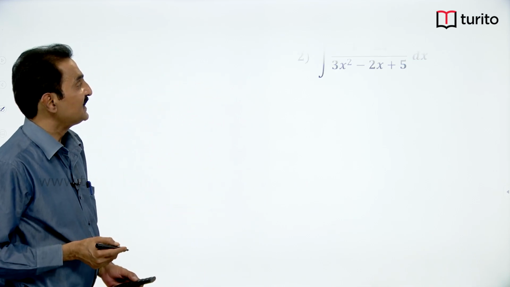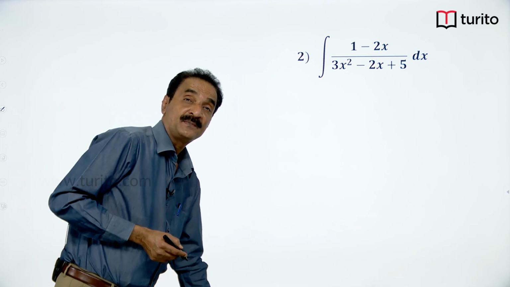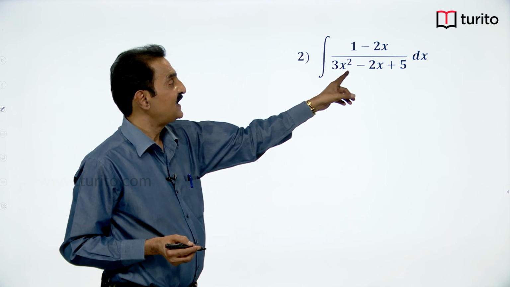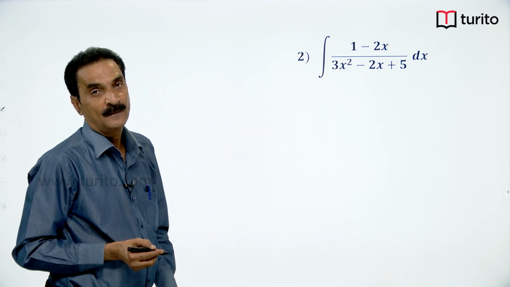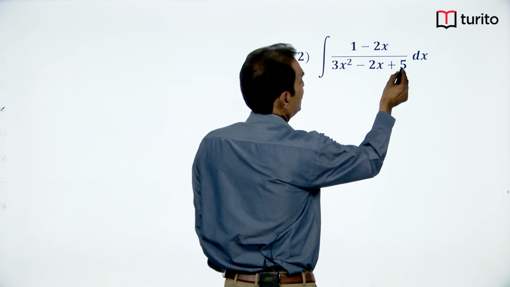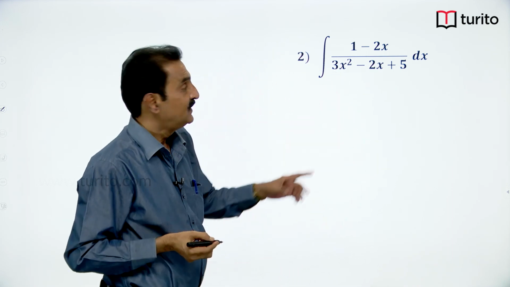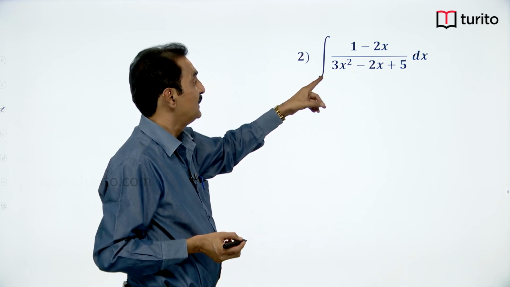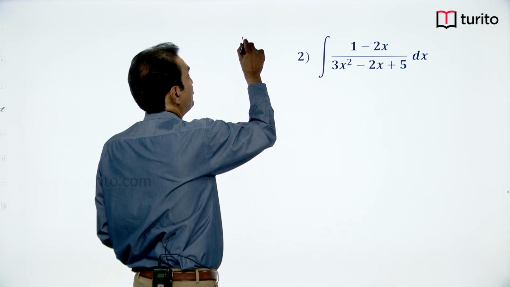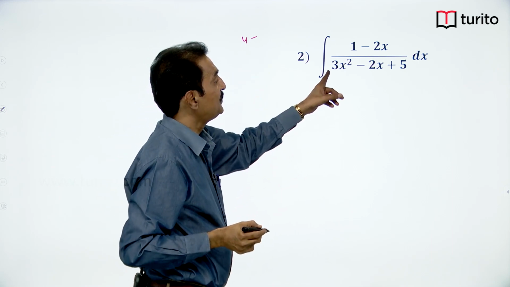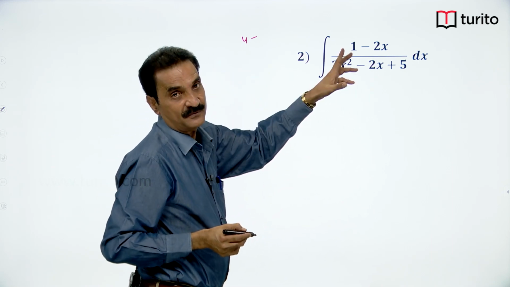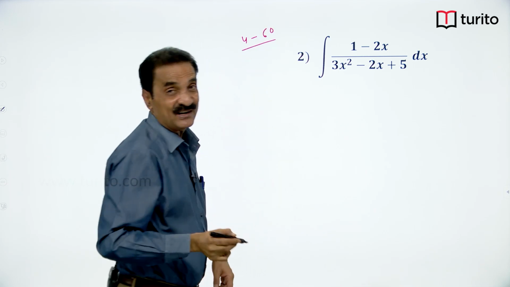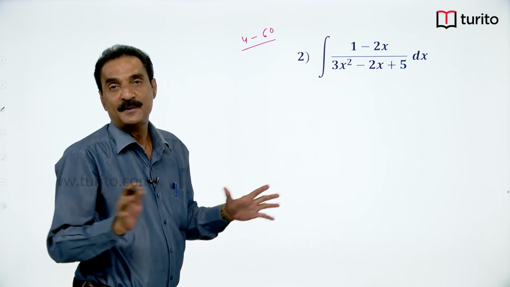Now let us take another question: integral of (1 minus 2x) by (3x square minus 2x plus 5). Here this denominator cannot be factorized. Why? Calculate the discriminant b square minus 4ac. 4 minus 4 into 3 into 5, that is 60. Discriminant is negative, so it cannot be factorized.